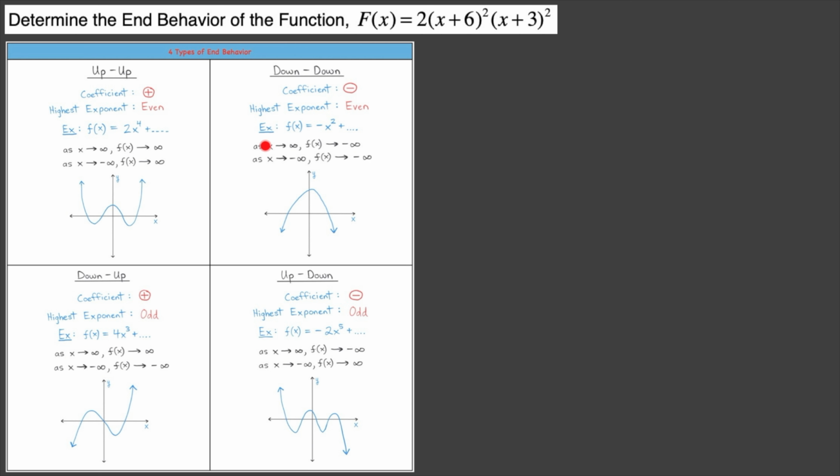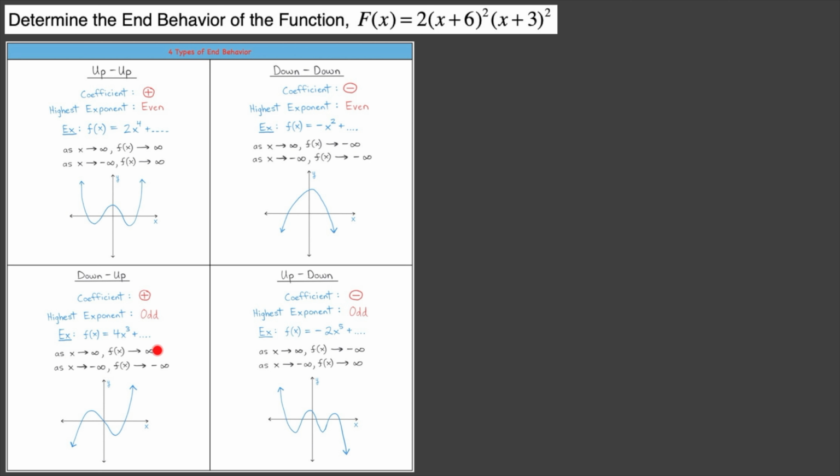So the top two here are when the highest exponent of the polynomial is even. Now if it's even, it has a positive coefficient like this one does here, like a 2, that's positive 2, x to the even power, in this case 4, it's going to go up and up. And if the coefficient is negative, it'll go down and down.